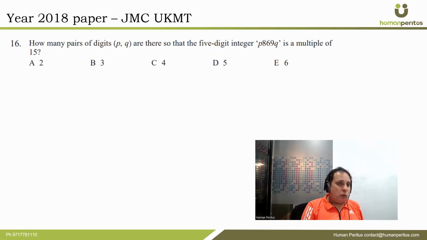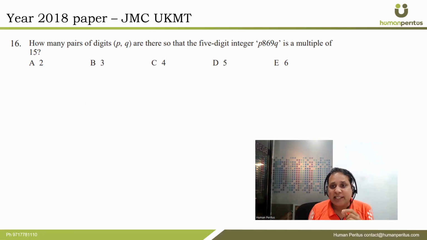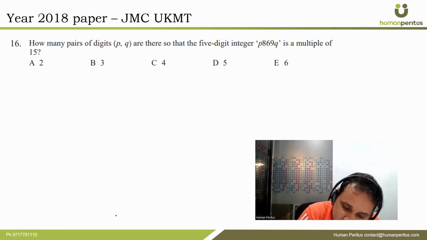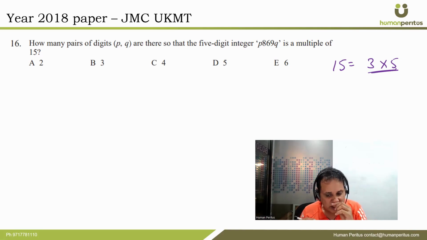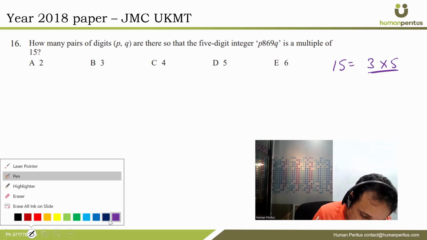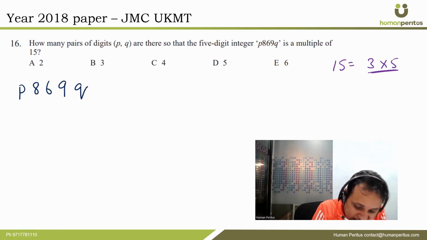Okay. Now, we come to our 2018 question, and it says, how many pairs of digits P and Q are there so that the 5-digit number is a multiple of 15? Because you have to check for 15, we'll check for 3 and we'll check for 5. Only then will this number be a multiple of 15. Let me write my number. My number is P, 8, 6, 9 and Q.